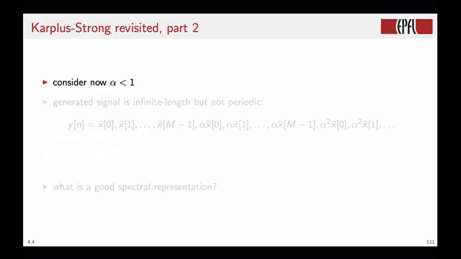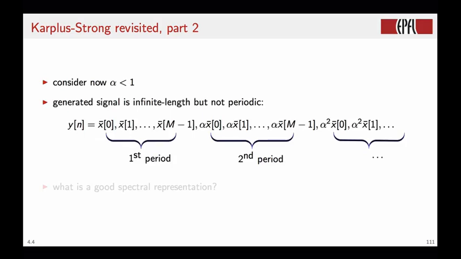We can use the Karplus-Strong algorithm to generate one such signal simply by putting the gain factor alpha to less than 1. In this case we will have an infinite length signal that is non-periodic because for every repetition of the M-point sequence the gain factor will decrease. So the first period will be unaffected, the second period will be scaled by alpha, the third period will be scaled by alpha squared, and so on and so forth. So what is a good spectral representation for this signal?